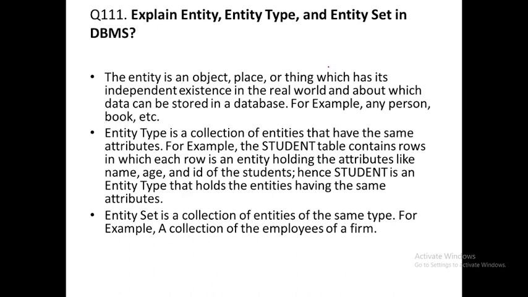Explain entity, entity type and entity set in DBMS. An entity is an object, place or thing which has an independent existence in the real world and about which data can be stored in the database, for example any person, book, etc. Then entity type. An entity type is a collection of entities that have the same attributes. For example, the student table contains rows in which each row is an entity holding attributes like name, age and ID.